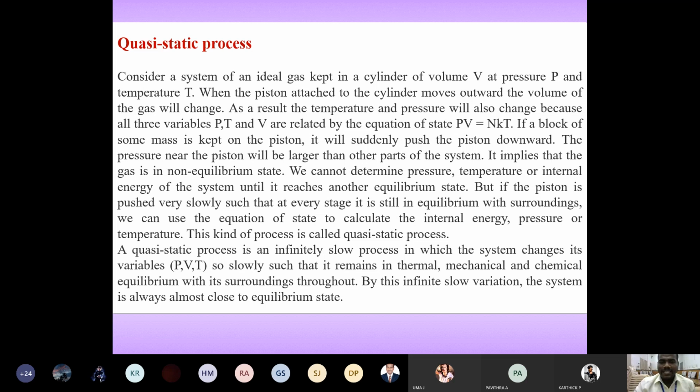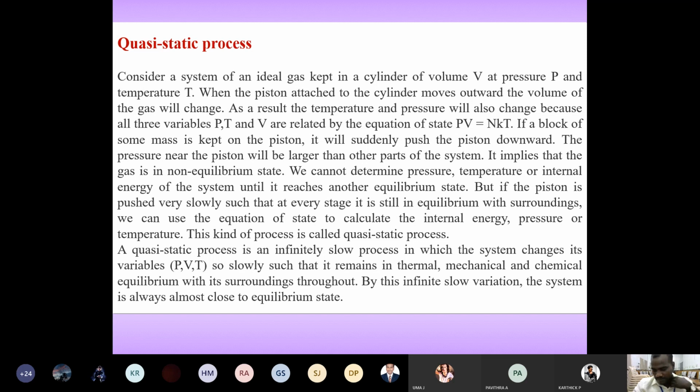It implies that the gas is not in an equilibrium state. So you know what is an equilibrium state? Equilibrium state is a state of zero reaction, right? So we can't say this sudden reaction is an equilibrium state. We cannot determine the pressure, temperature, or internal energy of the system until it reaches another equilibrium state.